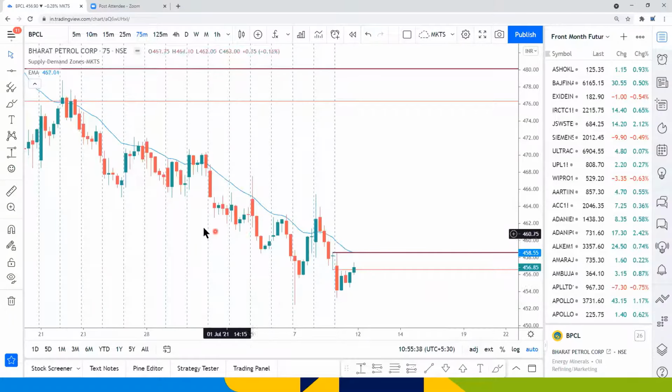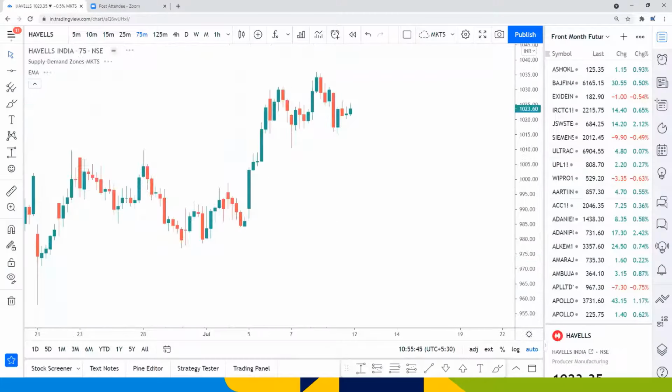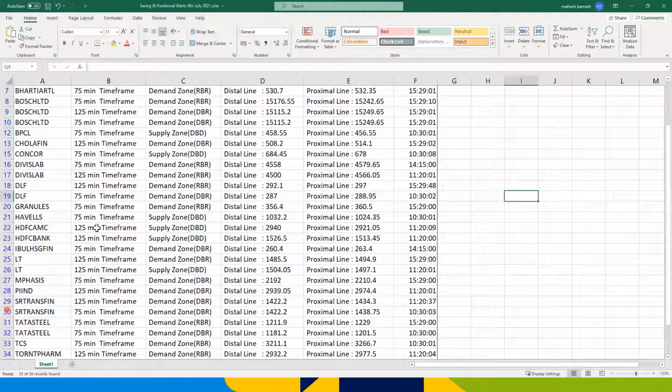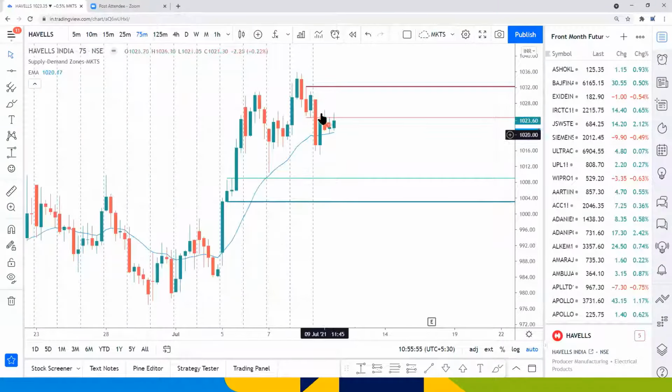So Havells is the last stock that we check. Havells India, what is the alert that we got? On the 75-minute time frame, there's a supply zone, drop-based drop. Okay. This drop-based drop, opposing demand is here, rally-based rally. So can we short here?